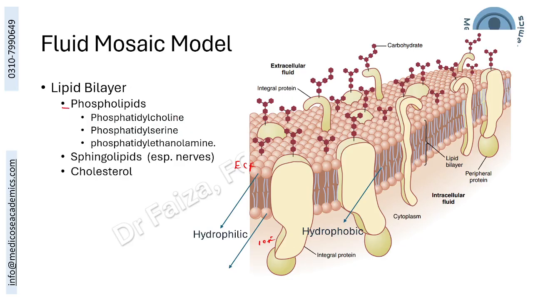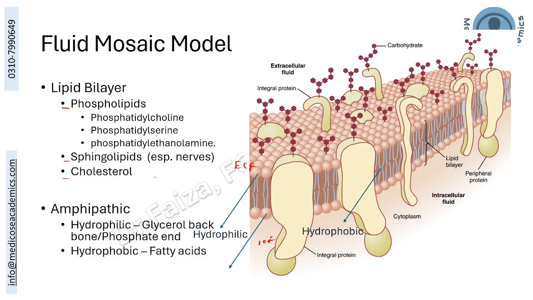For example, phosphatidylcholine, serine, and ethanolamine, and their percentage contribution to the cell membrane will vary depending upon the cell we are discussing. For example, the nerves may have more concentration of phosphatidylserine because of their myelination. Also, the nerves will have more concentration of sphingolipids, and also the cell membrane has cholesterol in addition to the phospholipids and sphingolipids, and the concentration of each of these components can vary from cell to cell.